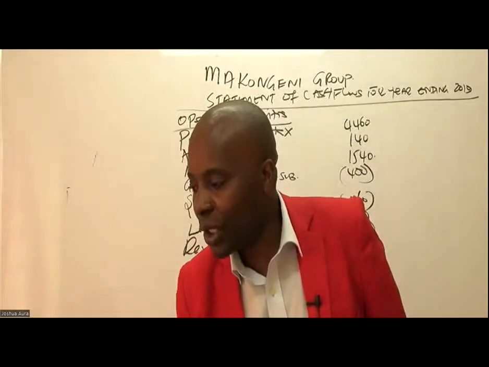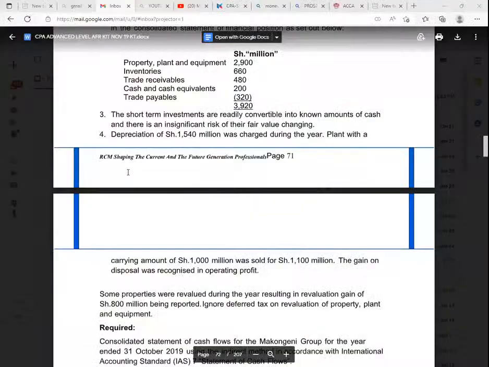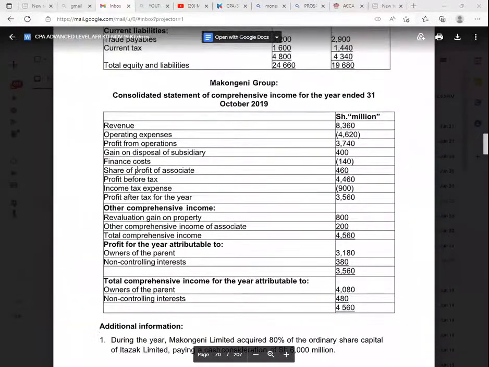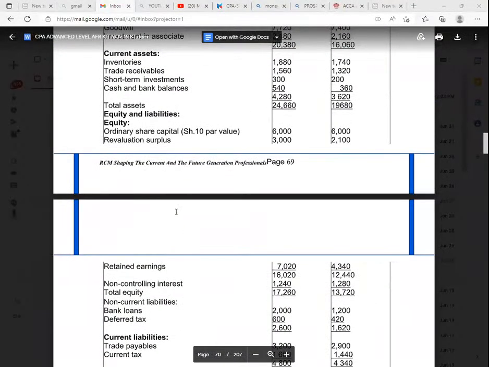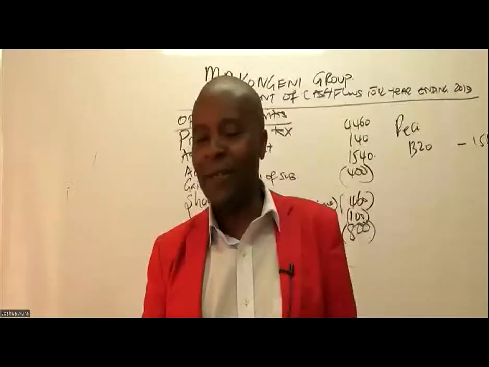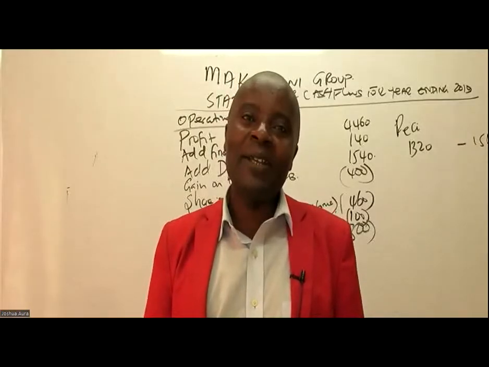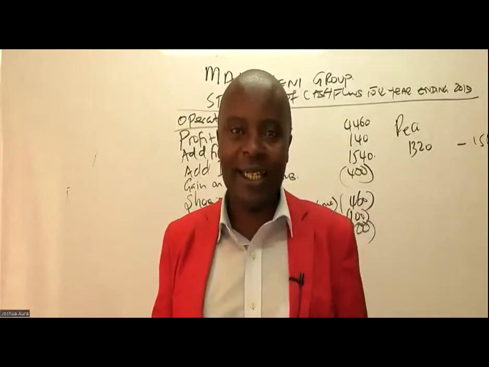So receivables, ladies and gentlemen, what do we have under receivables? I can see the opening receivable, which is 1320, against 1560. So for receivable I'm taking 1320 minus 1560. But now remember, this is not the cash flow statement you did at CPA intermediate level, which was just a basic one where I could take it like that and be at home.